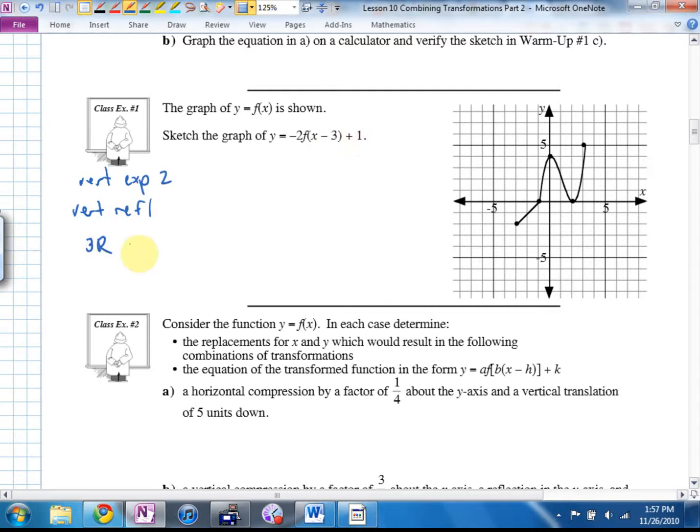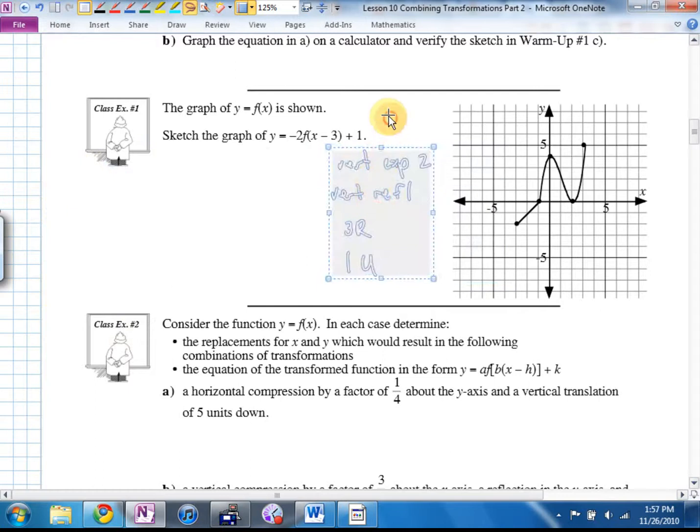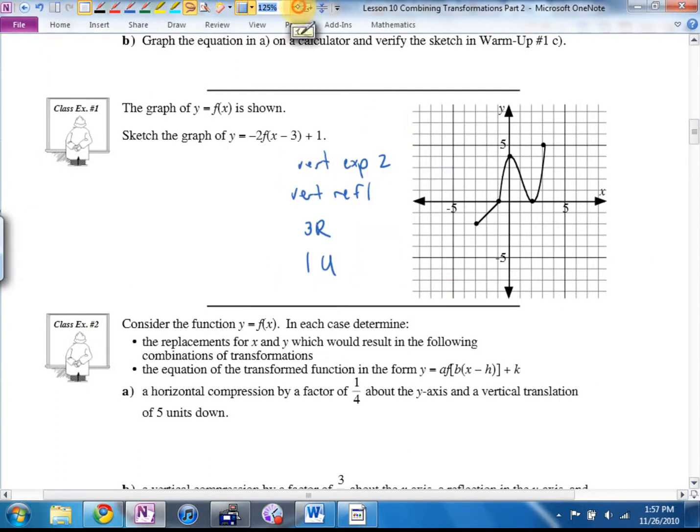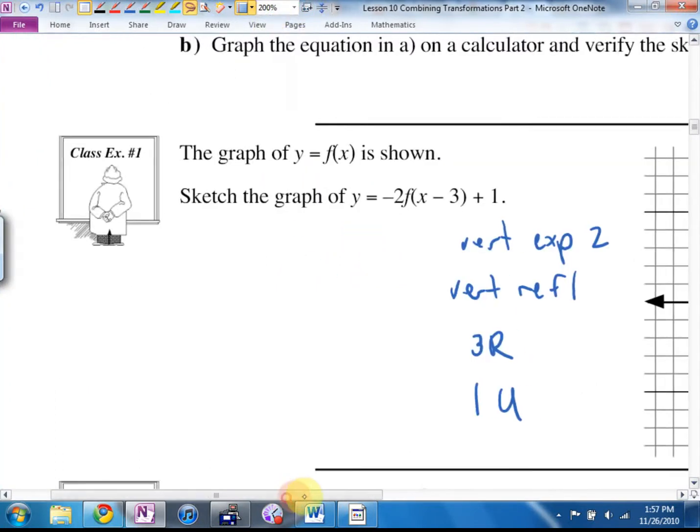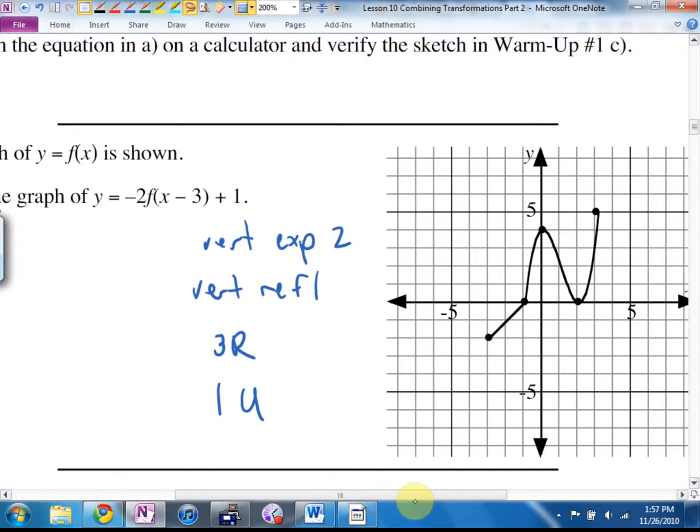And I'm just going to move this over because I'm going to magnify my graph, and if I can't see, that doesn't do me much good. And now we're going to graph it. We've listed the transformations in the correct order. Here we go. I'll start right here.